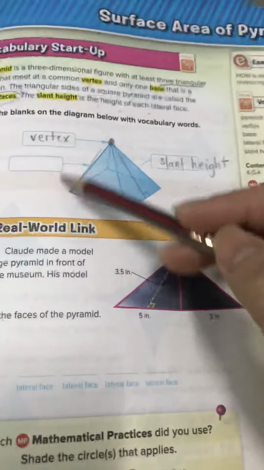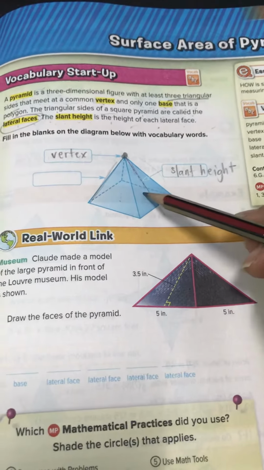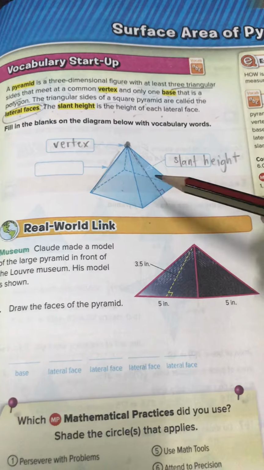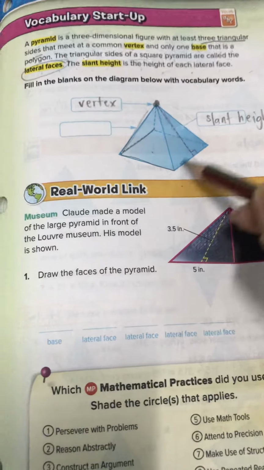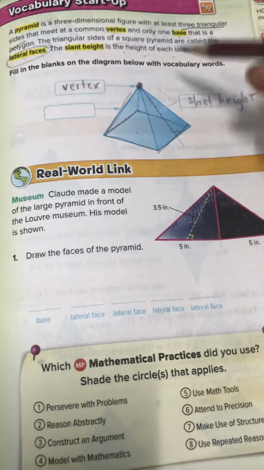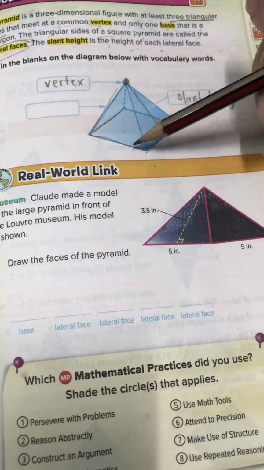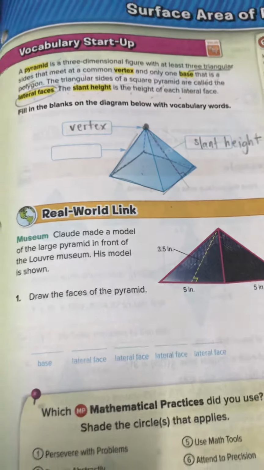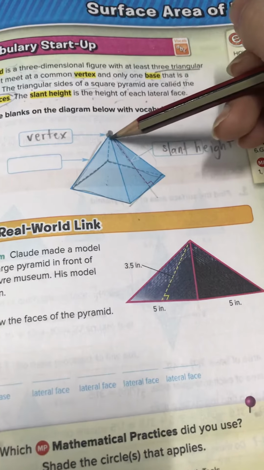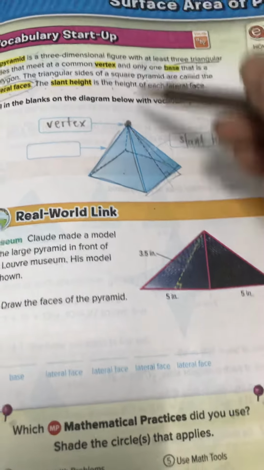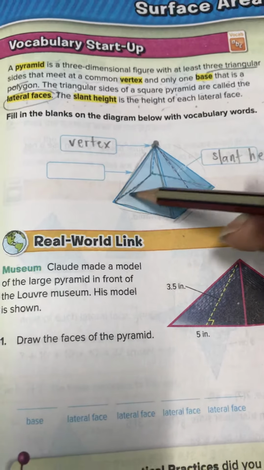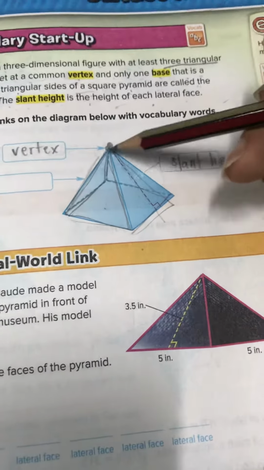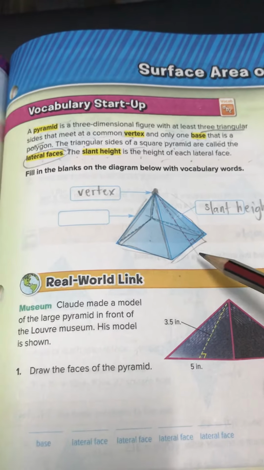Why? Because it has at least three faces that are triangles. Also, it has a base which is a rectangle. And since the base is a rectangle, that means it has four triangles. 1, 2, 3 on the back, and 4 here. Okay, those are the faces of this pyramid.